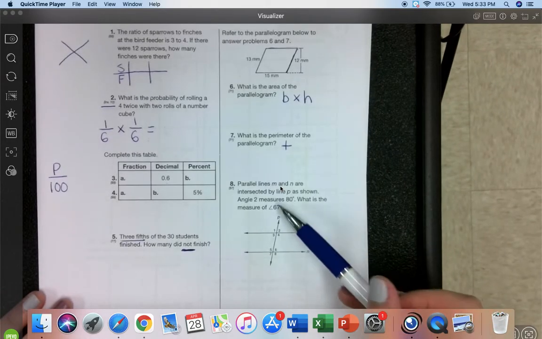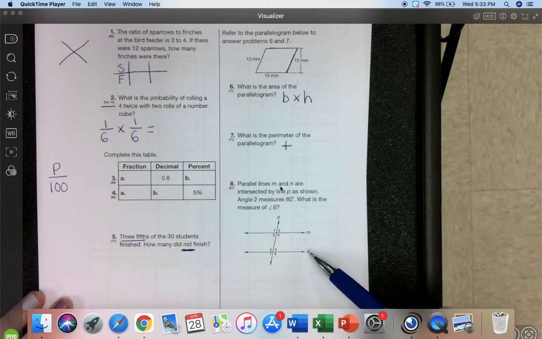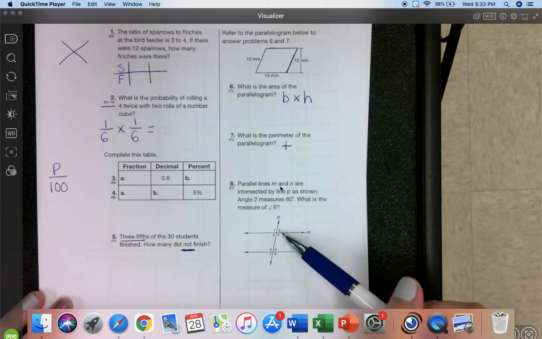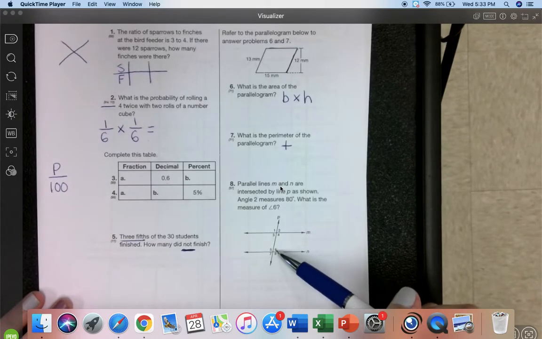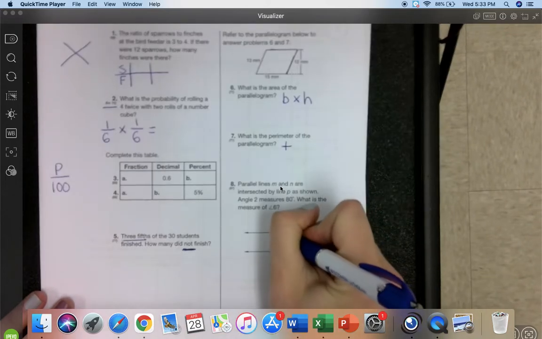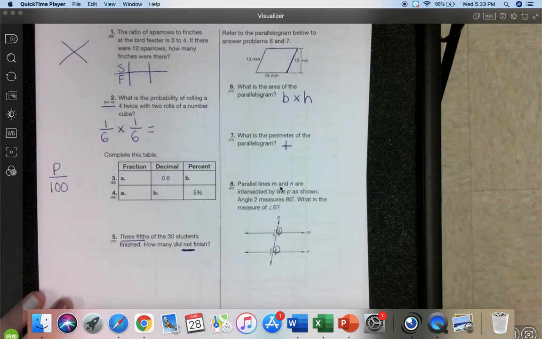Looking at number 8, it says parallel lines M and N are shown intersected by P. Angle 2 measures 80 degrees, then what does angle 6 measure? They are in the same position, so they should have the same angle measurement. So it tells you your answer in the question. Make sure you look at that.